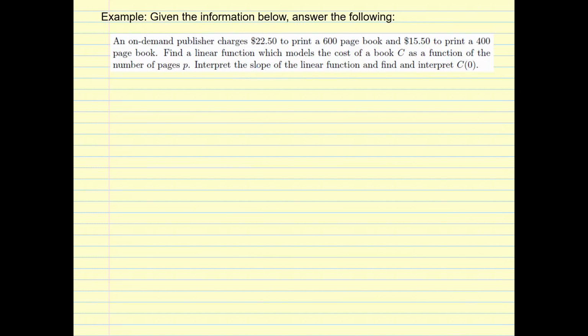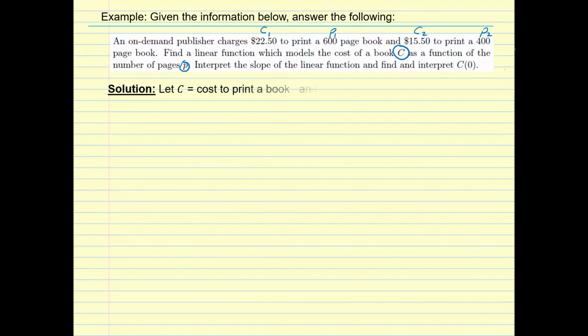More pages, higher cost. So this is kind of like having 2 points, and we're going to be asked to find the equation of a line. These points are cost, C, and the number of pages in the book, P. This is our first cost, this is our first number of pages, this is our second cost, and this is our second number of pages. Then we're going to be asked to interpret things within a context, but let's cross that bridge when we need to.